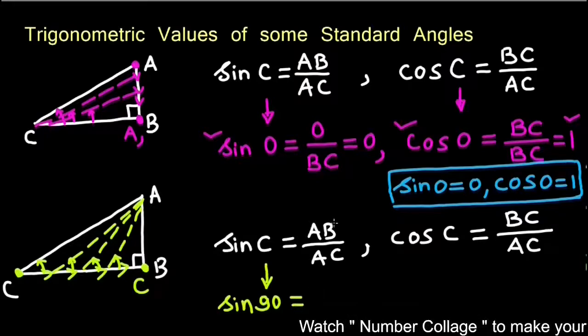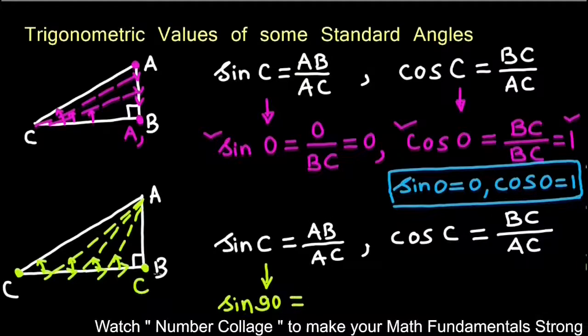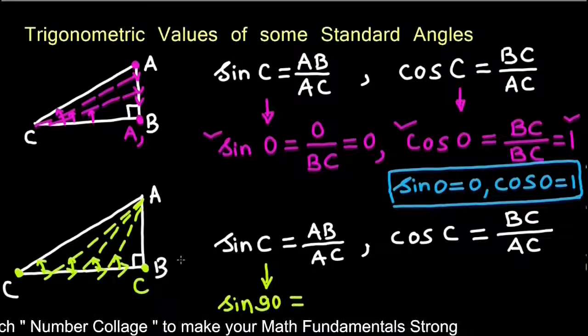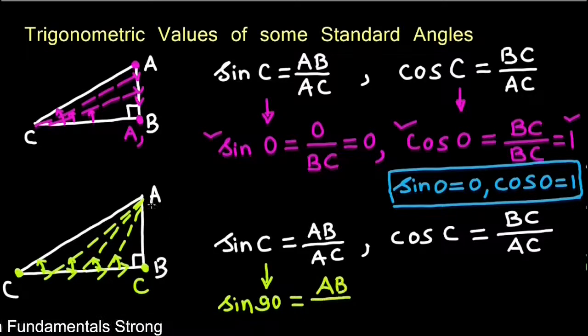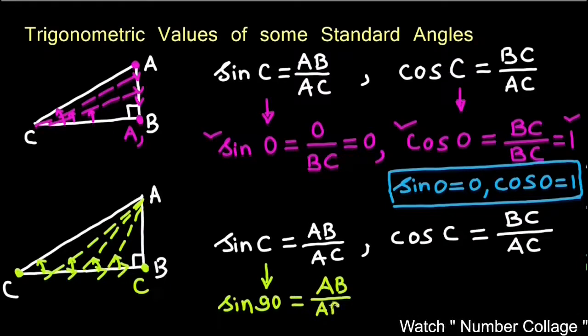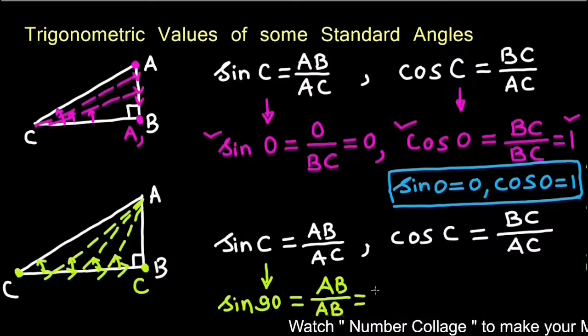Now let us see what happens to AB. When points C and B coincide, AB will be AB itself and AC becomes AB itself. So AB upon AB will be 1.